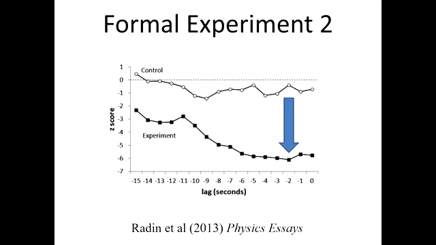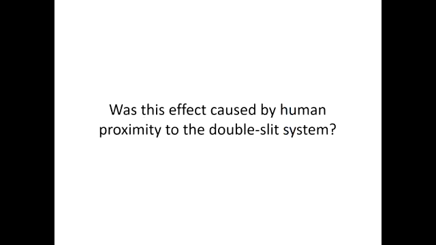So after doing the second formal experiment, again getting over a 5 sigma result, we got suspicious. Maybe this was caused simply by proximity of the human body. Even though it's 2 meters away from the double slit system, we figured that maybe when somebody's asked to concentrate, they lean forward slightly. And for those of you who've worked with interferometers, you know that they're exquisitely sensitive to everything. So we thought maybe the temperature change from a body 1 inch closer versus 1 inch away would be sufficient to make this result.